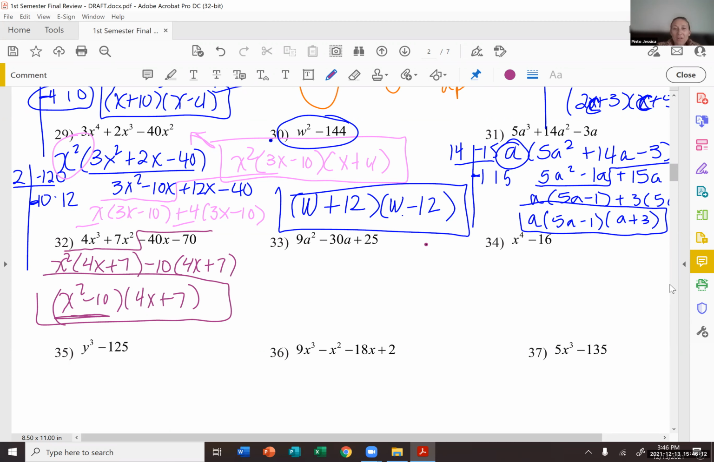Okay. 33 is a trinomial, so I'm going to factor that one the way I've factored all the others. Making my t-chart. B value is negative 30 and 9 and 25. Let's see. 8 quarters is $2. So yeah, 225. So it's interesting. We needed to multiply to a positive and add to a negative. So we want 2 negatives. They're both 15.